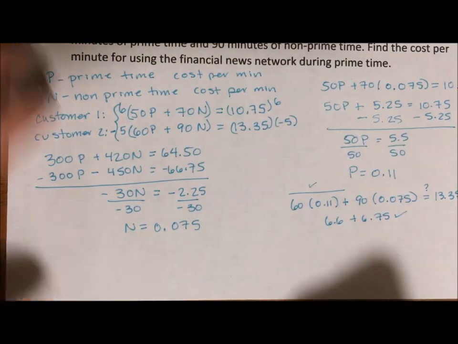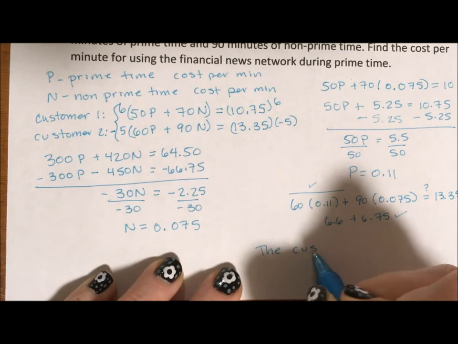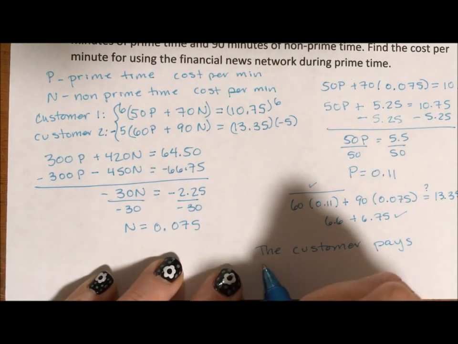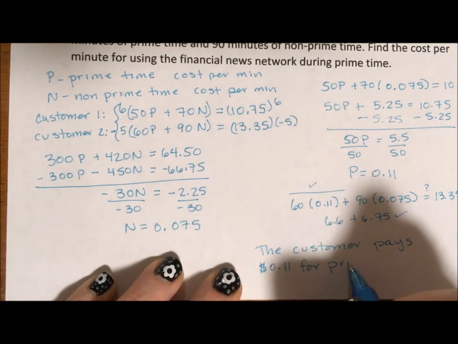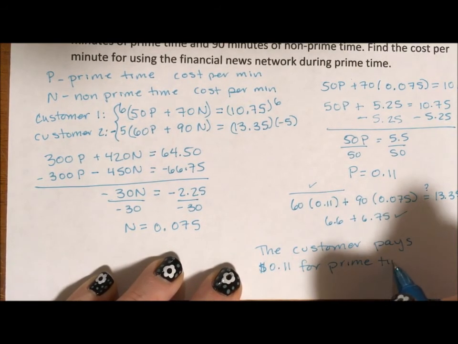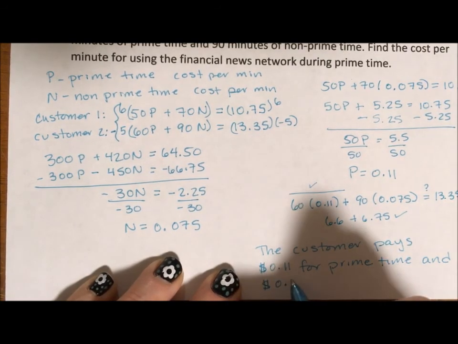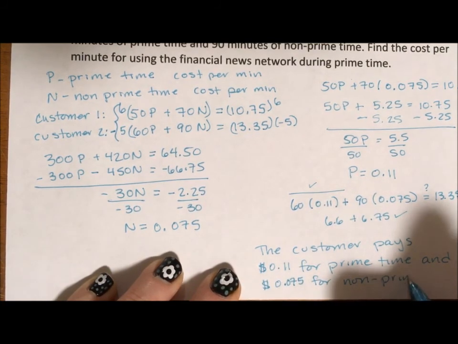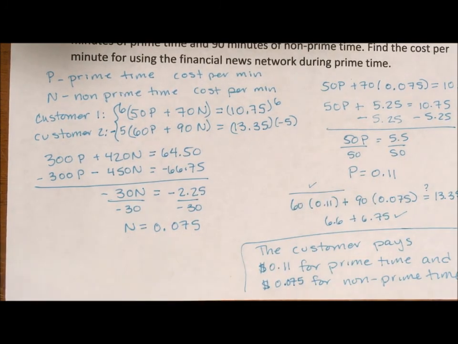So to end this, I'm going to say the customer pays 11 cents for prime time and 0.075 dollars for non-prime time. And I have my answer.